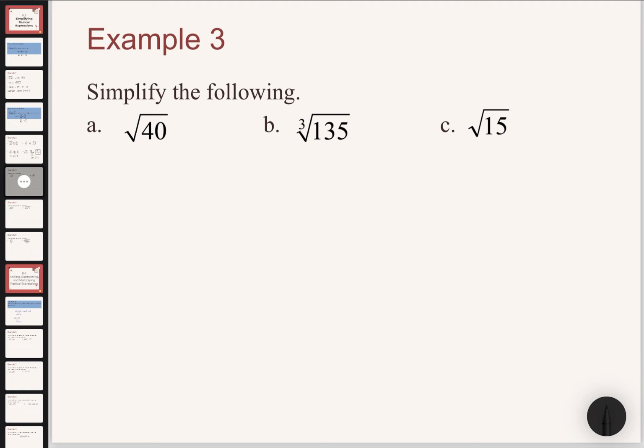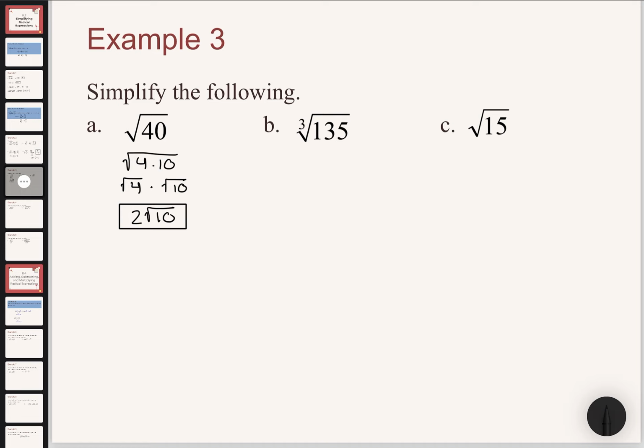So root 40, I can split that up into 4 times 10. That would be the same as radical 4 times radical 10. Radical 4, the square root of 4 is just 2. Square root of 10 is just root 10. So this is kind of using that product rule in reverse to simplify.